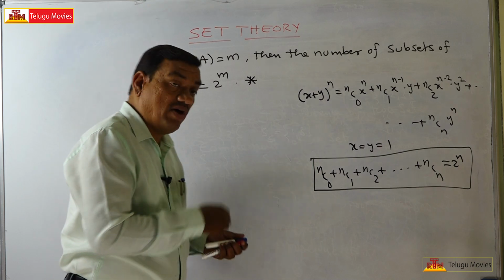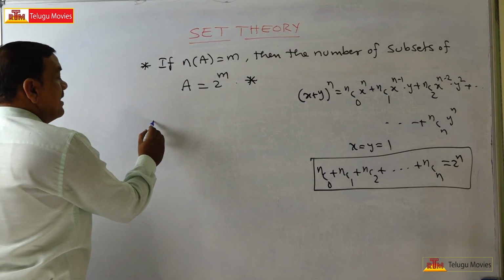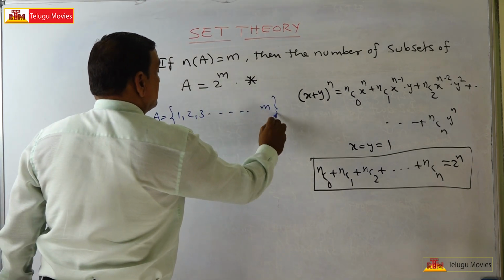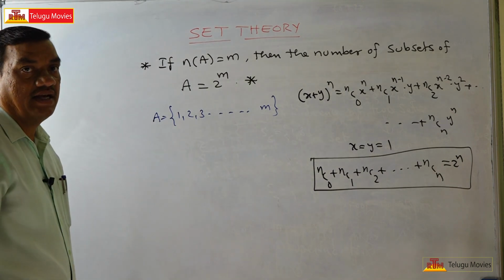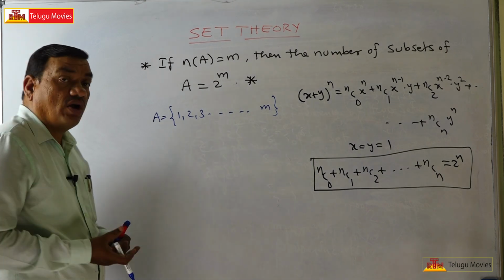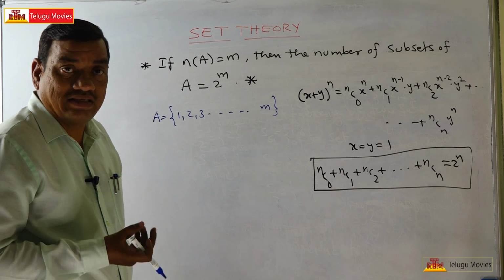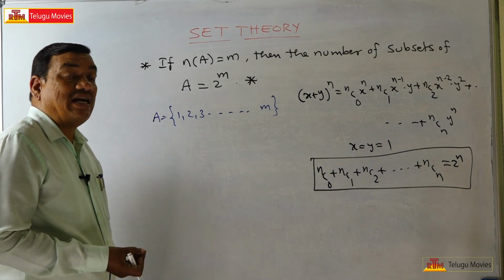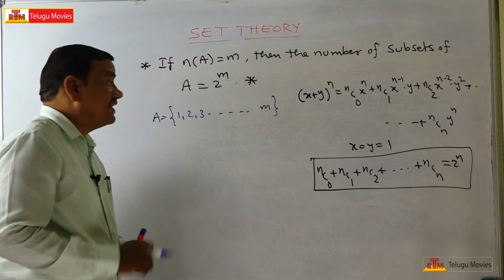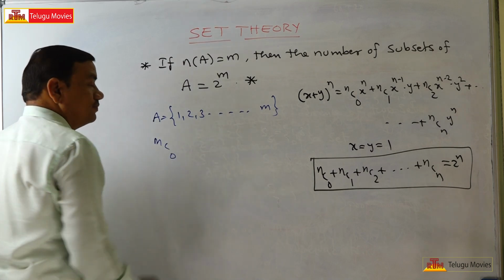Now coming to our problem. Here A contains m elements: 1, 2, 3, and so on up to m elements. Now coming to permutations and combinations: the number of subsets which contain no elements, the number of combinations of the sets which contain no element, that means only one, that is equal to mC0.